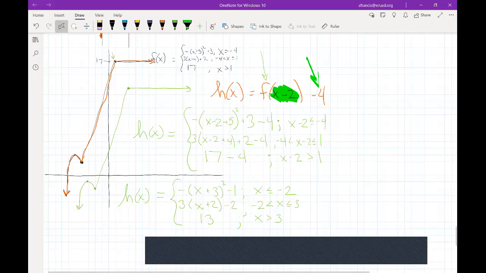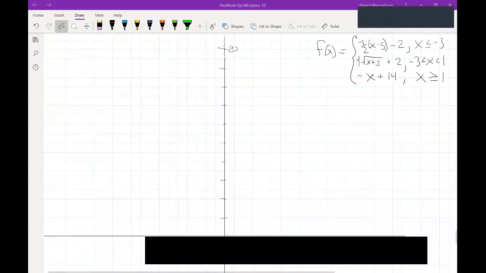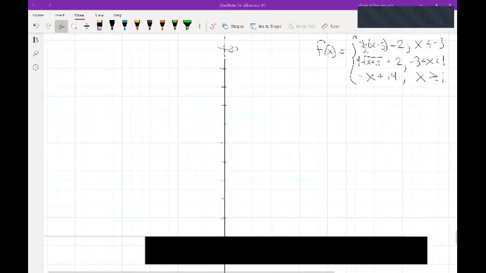I'm going to try sharing again. Hopefully what you see is legible.